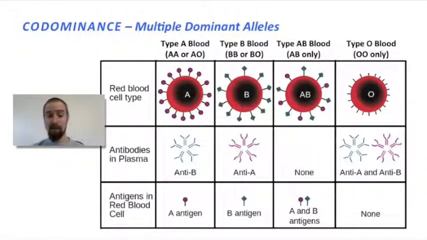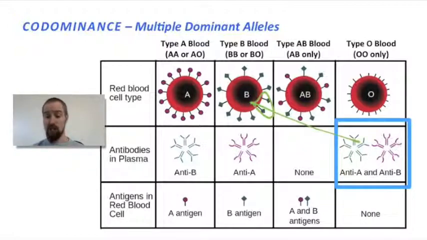People with type AB blood produce neither antibody, meaning their immune systems recognize neither type A antigens nor type B antigens as foreign. By contrast, people with type O blood produce both antibodies and recognize both type A and type B antigens as foreign.